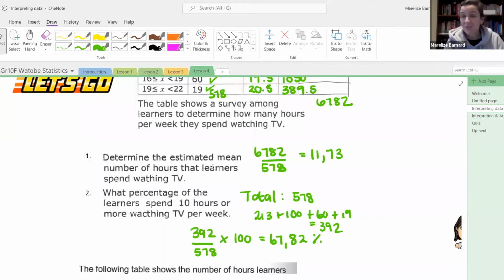So, yeah, that's really it for the estimated mean. It's not really such a difficult thing. You just have to know your steps and know what it is that you're calculating. And we are timesing by 100 because we are doing a percentage. That's why.